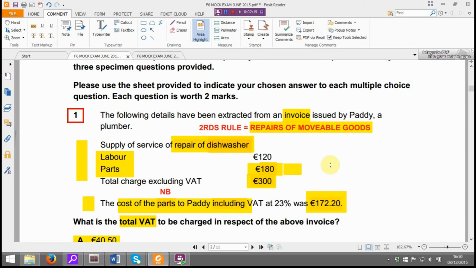Okay, so quick summary. 2/3 rule. We know that in essence what we're trying to do is to help this individual Paddy come up with his sales invoice. In other words, does he apply 23% or 13.5%? It's all concerned with this 2/3 or 66.6% area, and whether or not the ex-VAT cost of the parts is above or indeed below that.